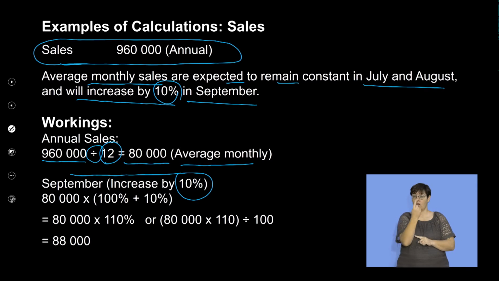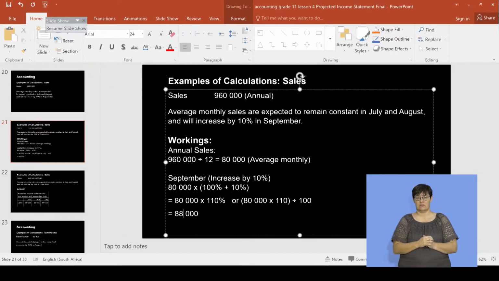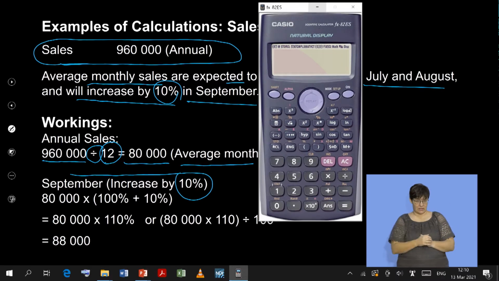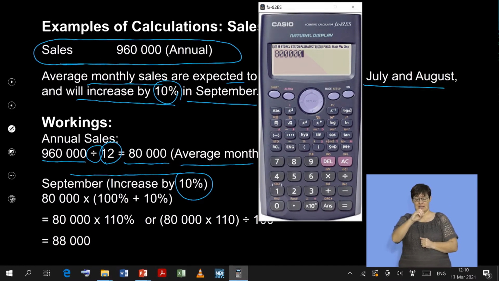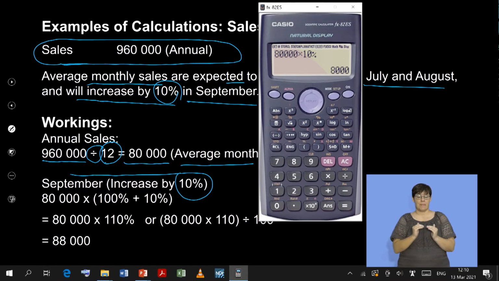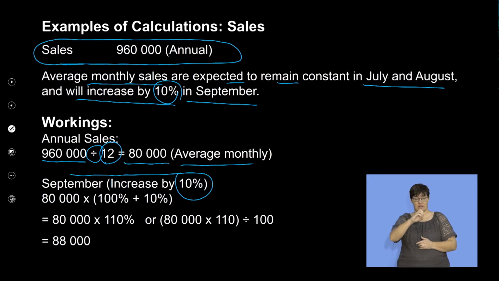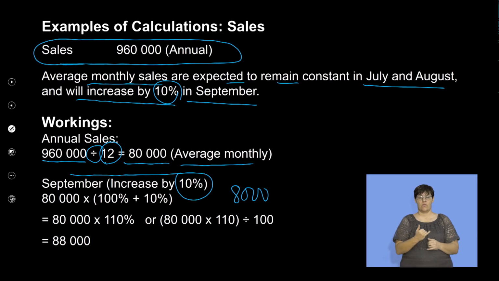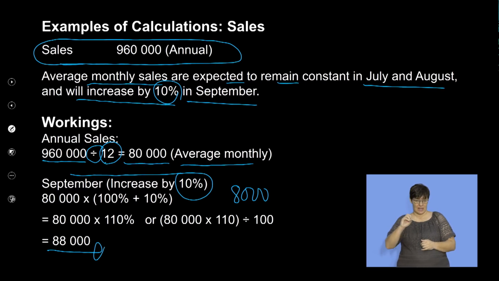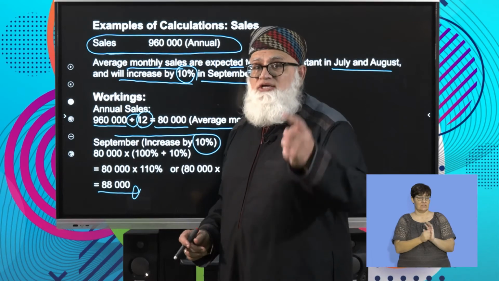Okay? So the first thing that you do is, let's do the calculation. We know that it is 80,000, times your 10%, and that will give you the increase of 8,000 Rand. So this is what we do now. Watch. 80,000 Rand plus the increase. We've calculated the increase as 8,000 Rand, remember, from our calculation. So obviously 80 plus the 8 will give me a final figure of 88,000 Rand. So that will be my projected sales for September.